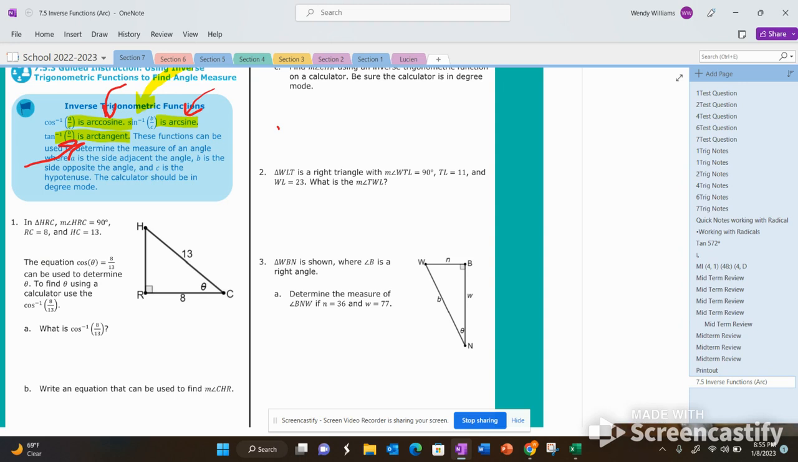All right, example 1. In triangle HRC, they give me the measure of the right angle. So if we have the right angle, then we know we have the hypotenuse. And if we have the hypotenuse, and they're looking for us to find theta or angle C, then according to theta, this is the opposite. And if it's not the opposite and it's not the hypotenuse, then it must be the adjacent. So we can use adjacent and hypotenuse to find the missing angle.